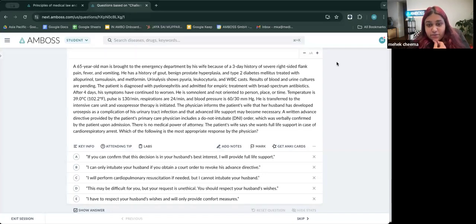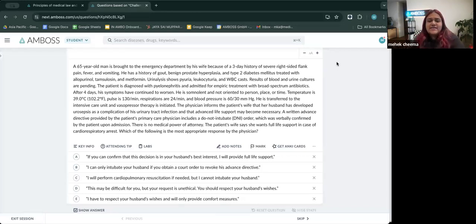The physician informs the patient's wife that her husband has developed urosepsis as a complication of his urinary tract infection and that advanced life support might be necessary. A written advance directive provided by the patient's primary care physician includes a do not intubate order, which was verbally confirmed by the patient. There is no medical power of attorney. The patient's wife says she wants full life support in case of cardiorespiratory arrest. Which of the following is the most appropriate response?